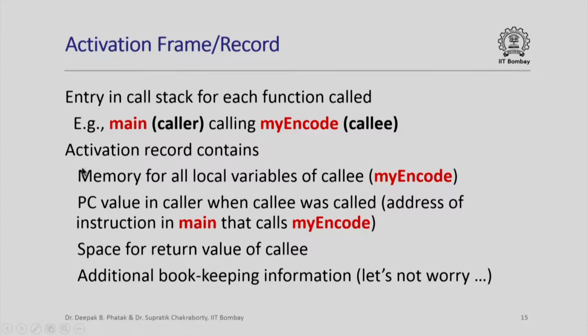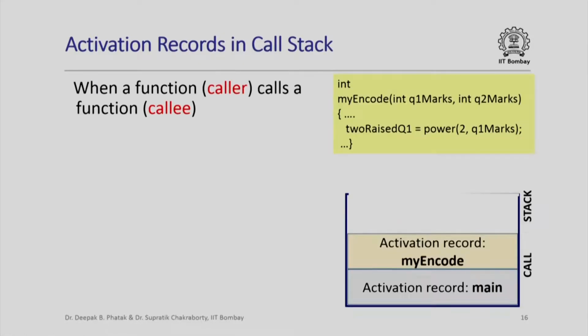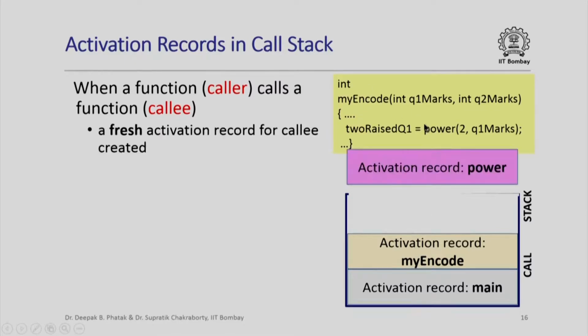Now once we know that this is the information that is saved in an activation frame which will go onto the call stack, let us see how activation records are used in a call stack. So let us say a function calls another function. In this particular case, myencode calls power. So in the call stack we already have the activation record for main, this was already invoked. Main in turn invoked myencode, so the activation record for myencode is also there, and now myencode is invoking power.